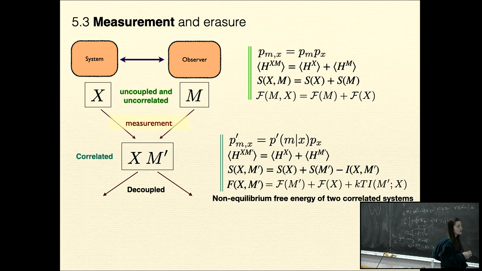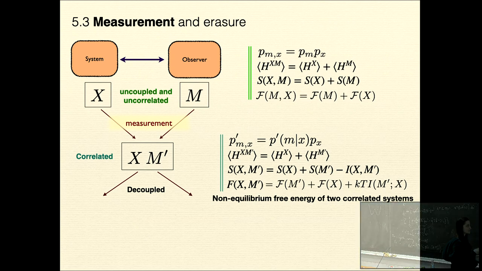The global entropy, in this case, is not going to be just additive, because the mutual information is going to appear. Of course, this was the goal of the measurement: to create this mutual information between the two. As a result, the global free energy is going to be the free energy of your measurement apparatus plus the free energy of your system and this additional term, which is proportional to the mutual information.